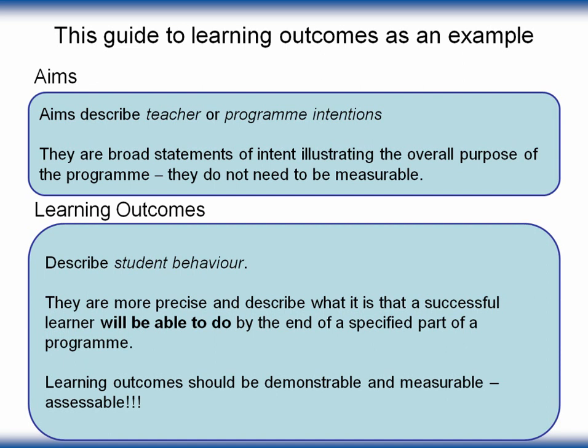I'm going to use this guide to writing learning outcomes as an example to illustrate the difference between aims and learning outcomes. Aims are aspirational in that they describe teacher or program intentions. They're broad statements of intent that illustrate the overall purpose of the program, and in that respect they don't need to be measurable. Learning outcomes, on the other hand, more specifically describe student behaviour. They're more precise and describe what it is that a successful learner will be able to do by the end of a specified part of a program.